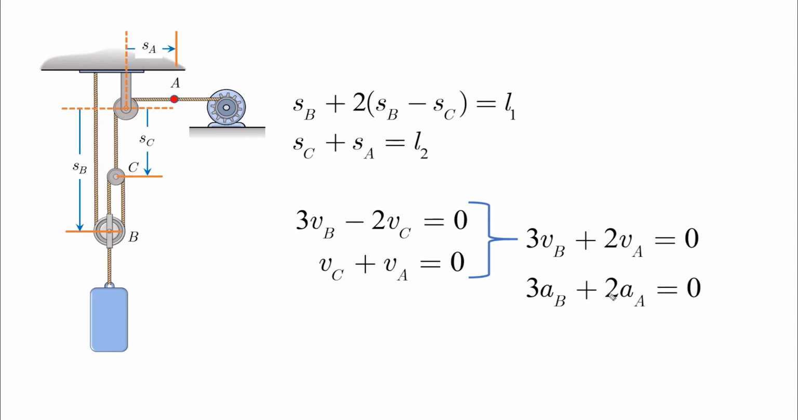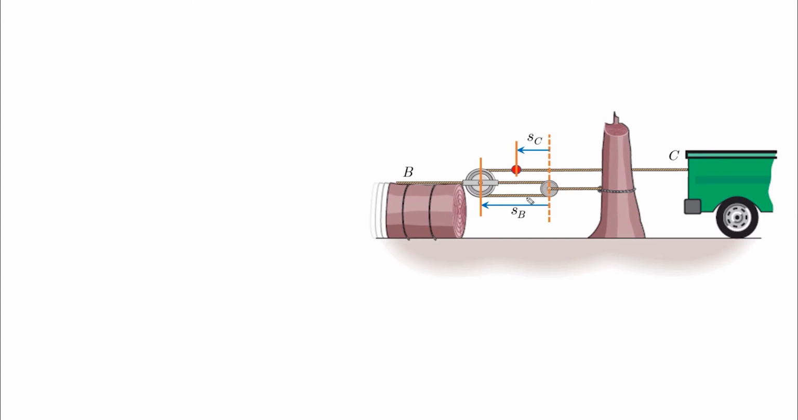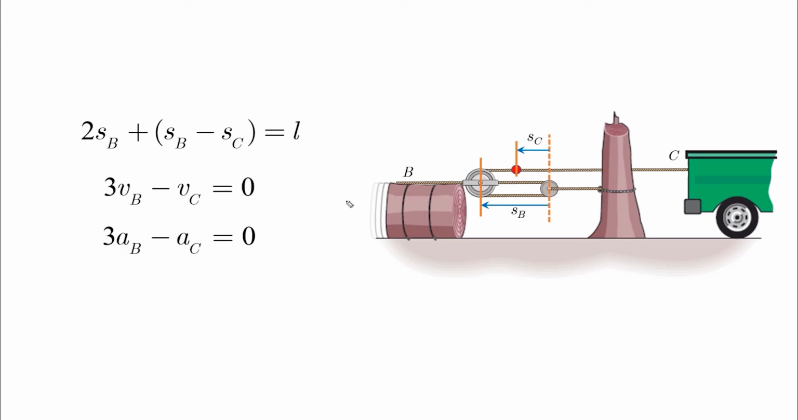However, in this system, note that we have only one cable. This small part is fixed and it doesn't count. So for this cable, we have the following: 2SB plus this length, which is going to be SB minus SC. And if we take the derivative, we can find the velocity and acceleration relationships.